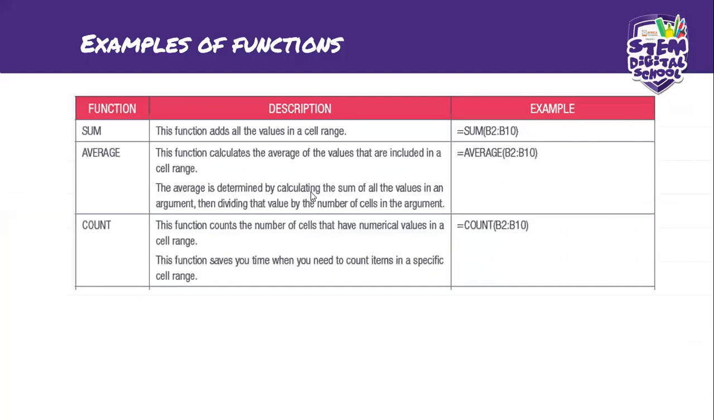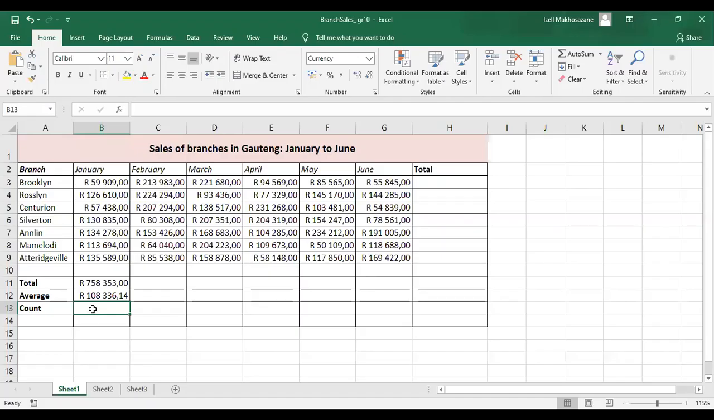To use the function count, all you need to do is insert the equal sign and look for the function count, just type it. Then you see the function, double click, you know this. Count: we want to count how many cells on this cell range.